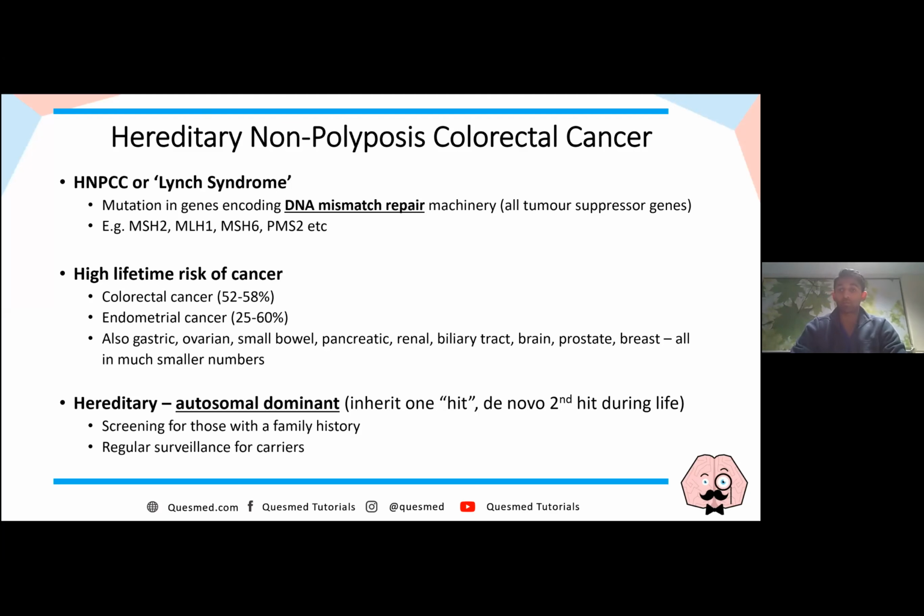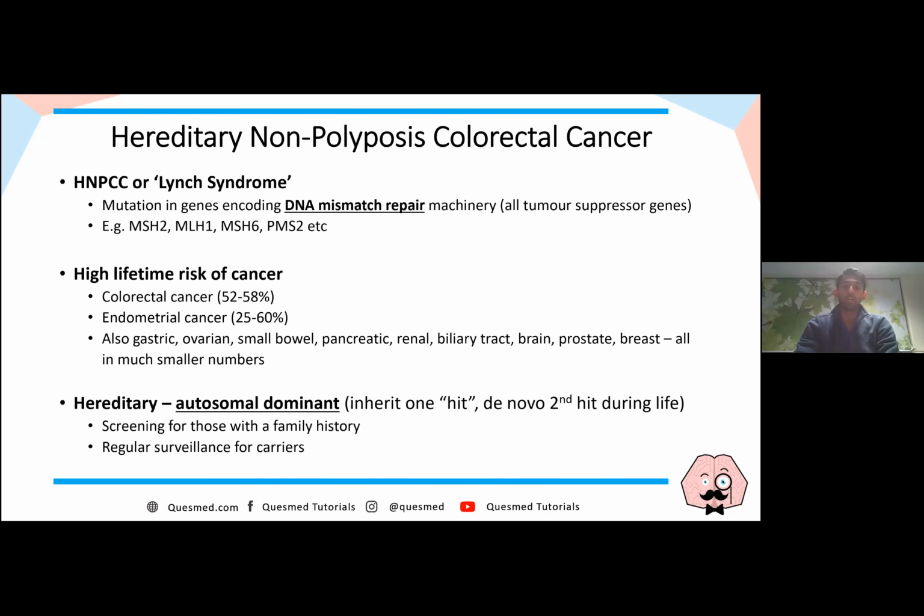So DNA mismatch repair proteins are effectively like tumor suppressor genes. And as we discussed before, for tumor suppressor genes, the apparent inheritance pattern is autosomal dominant. So you inherit one mutant allele and you generally obtain the second allele hit de novo during your lifetime. Both the GI mucosa and the endometrial lining are constantly proliferating and regenerating, and so there is a lot of DNA replication and opportunity for errors to arise.